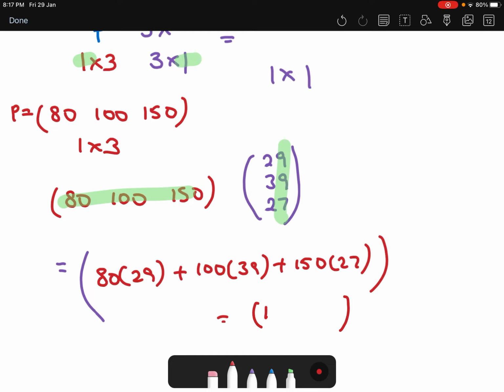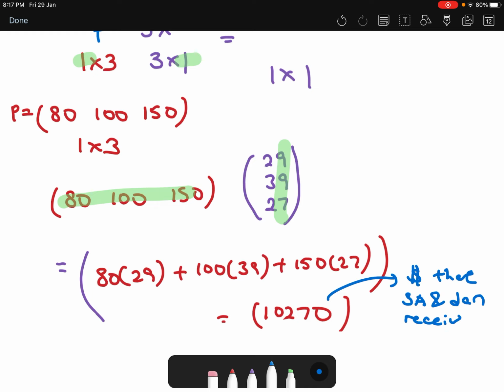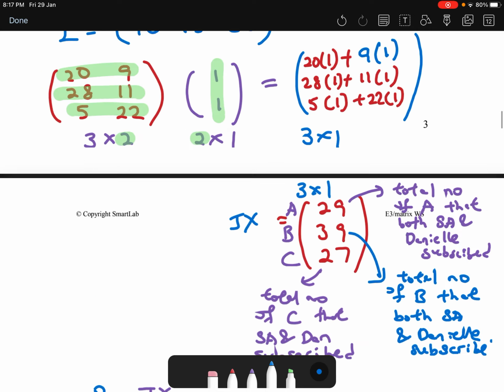So I'll get about 10270. Basically this is the amount of money that Shan Ai and Daniel received in June. So this is the answer.